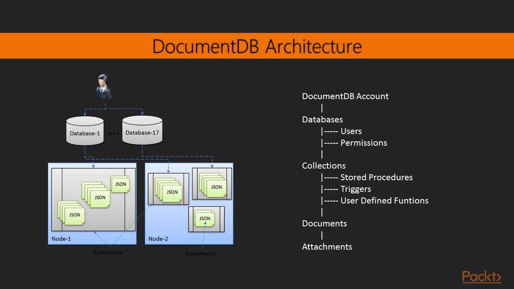Then from an architectural view, the database structure looks as follows. It starts with a DocumentDB account from which you can create one or multiple databases. On the database level, you create users, providing them access by storing and configuring permissions. Within a database, you're going to build up collections, where each collection stores procedures, triggers, and user-defined functions. Within a database collection, you can store your documents, which basically are JSON files.